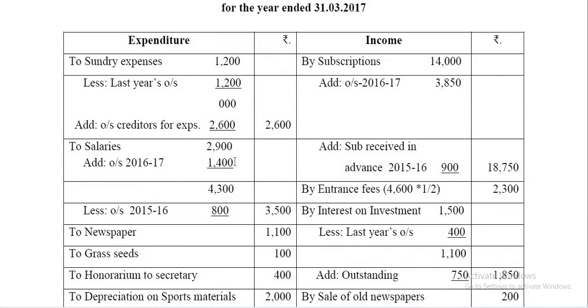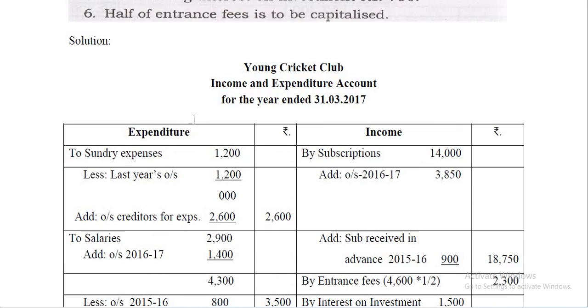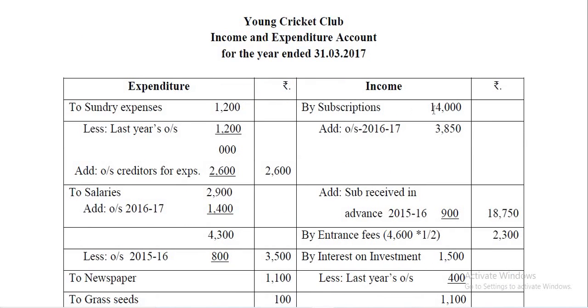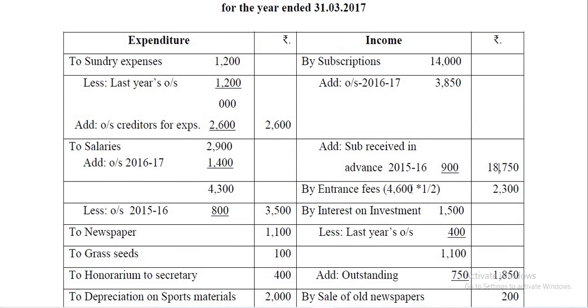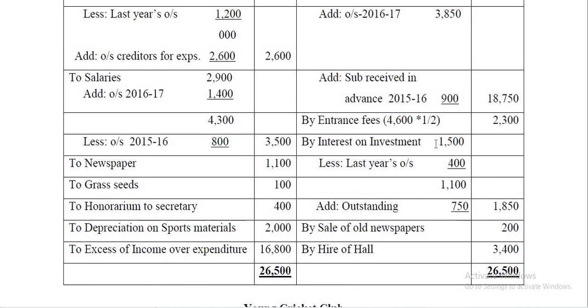See the income and expenditure account. I have explained everything in detail. Only thing is just to have a glance over that. Subscriptions received 14,000. Current year subscription outstanding 3,850. Subscription received in advance last year, but that is relating to current year. That's why it is added. The income of current year though received last year. Entrance fees only 50% should be taken here. Remaining 50% is capitalized. Interest on investment 1,500 received.